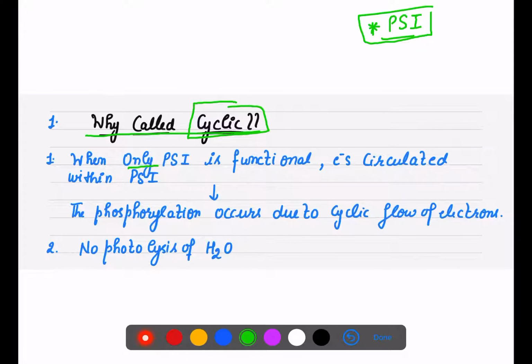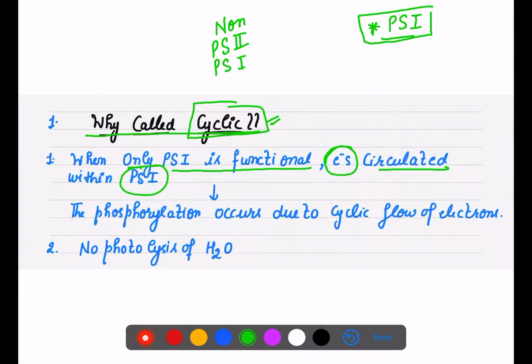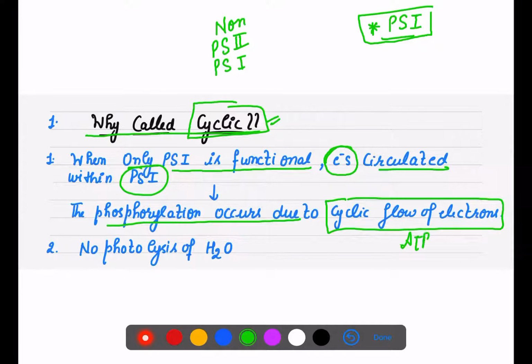If I ask you that in non-cyclic how many photosystems were functional, there were two photosystems functional, photosystem 1 and photosystem 2. But in cyclic only one photosystem is functional, and electrons are circulated only within this system. So phosphorylation occurs due to cyclic flow of electrons, meaning ATP synthesis is occurring due to the flow of electrons. No photolysis of water.